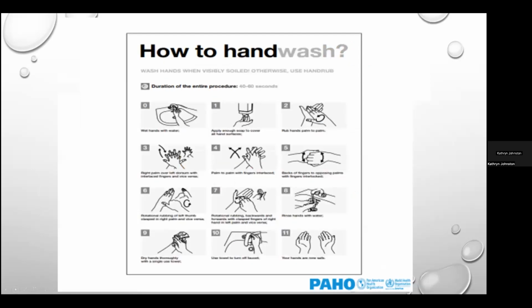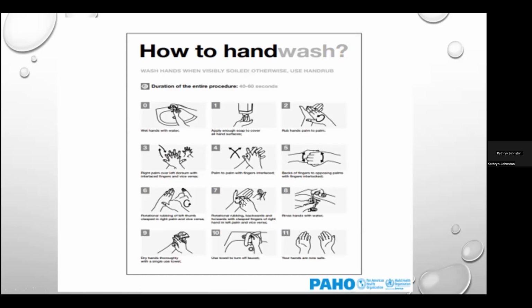And as you can see in the next slide, for how to hand wash, steps 2 to step 7 are all still the same. What's important to note here is they say you should first wet your hands with water before you apply the soap. The reason for this is that it decreases irritation, and so your hands will not become as chapped from hand washing if you apply soap to wet hands.